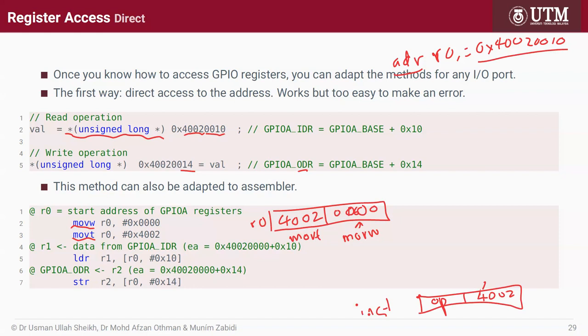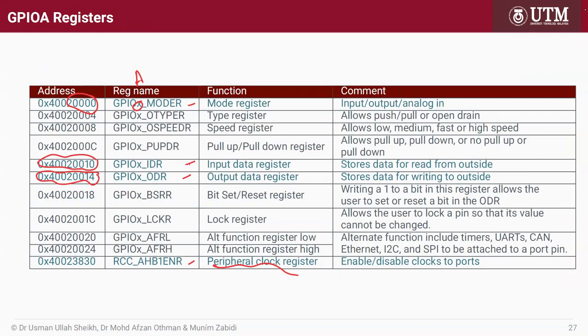So now we can use this. Now what is 4002 0000? This is only the starting address. Remember, this is the first address from the block of registers. So from this block I can offset. If I want to send data to ODR, I just offset 14. Or if I want to read data, I offset 10.